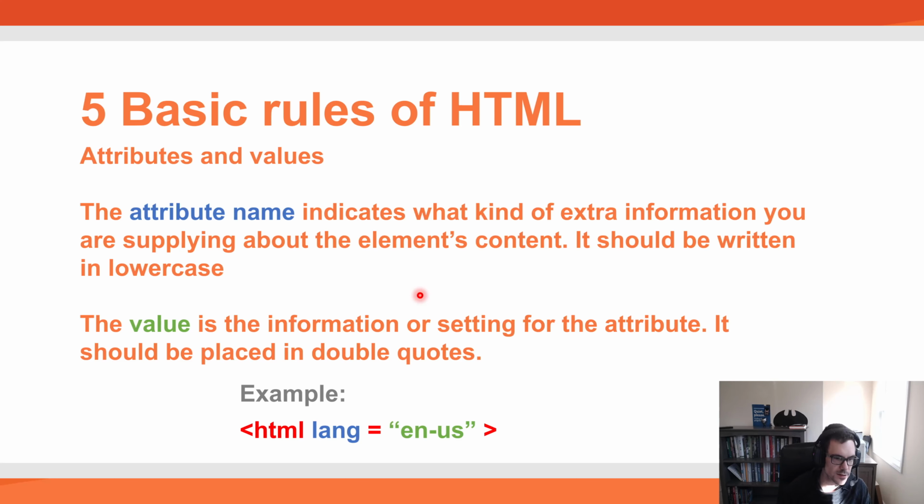Okay. Secondly, under this point, the value is the information or setting for the attribute, and it should be placed in double quotes. So an example of this would be the HTML tag can have an attribute of a language, so lang is the abbreviation for that, and it can be equal to, and then in double quotes we would put English, en-us, and then we would close the tag. So all this is encapsulated inside that one HTML tag, or known as an element, and there's an example of it there. So we have attribute lang equals a value en-us, and there's your example.